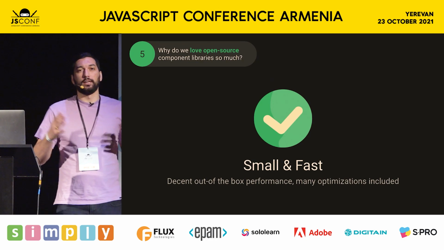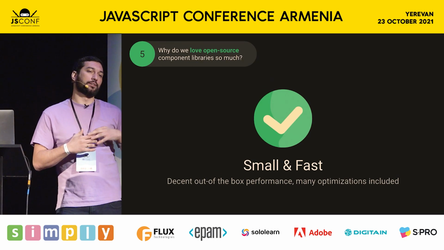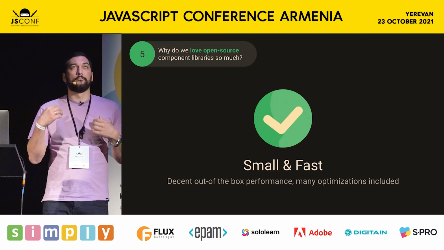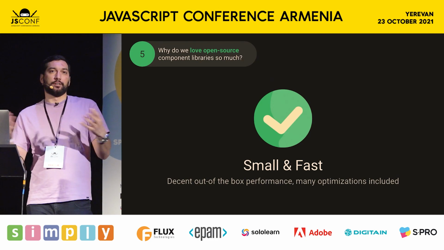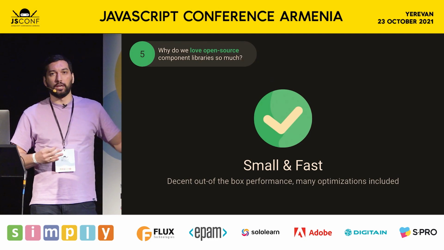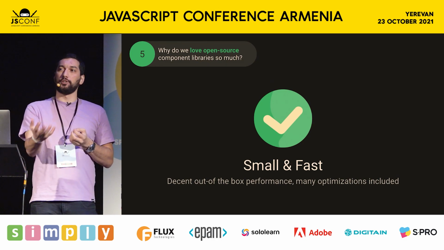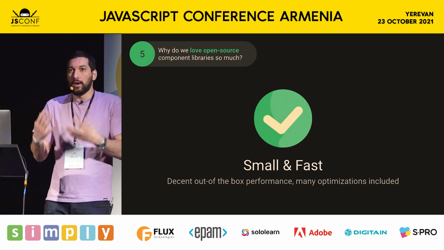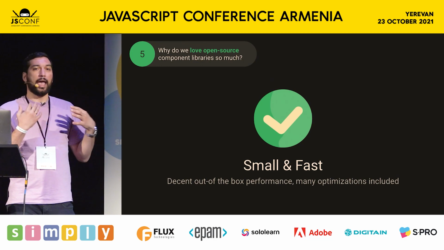And finally, usually those libraries are quite small and quite fast, especially the newer ones, because they usually give you very good performance out of the box. They use various optimizations from tree shaking to crazy stuff, and you may actually use some great features without even thinking twice. So you have all this experience of the best engineers in the world, and you don't have to think about it.